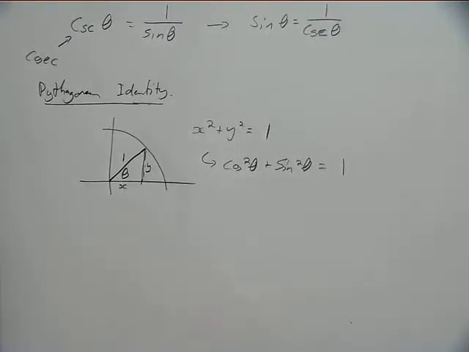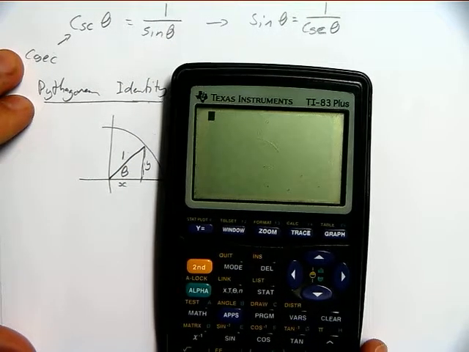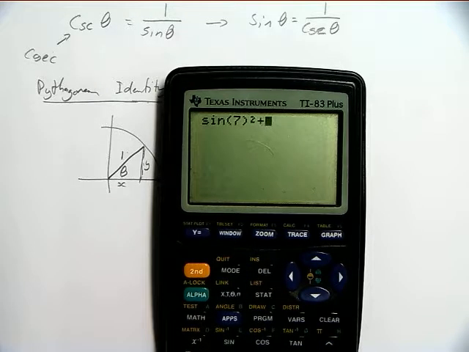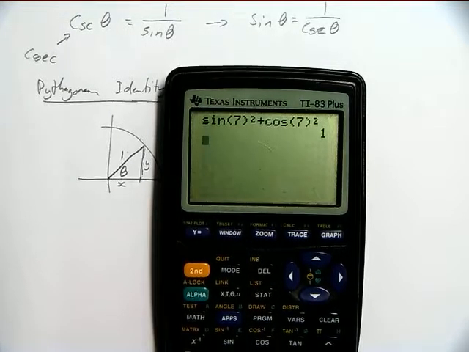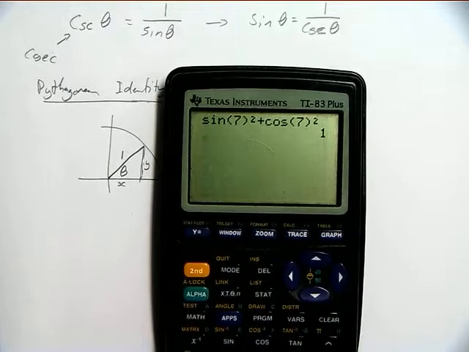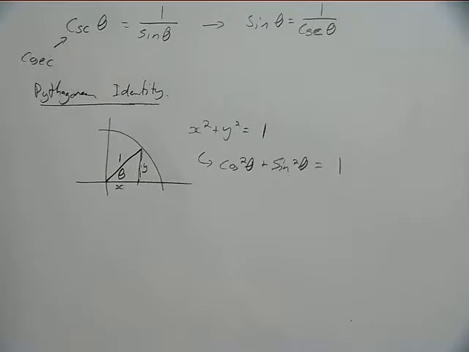And I can demonstrate this. Just quickly on here. So we have, someone pick a number, any number, 7. So if we go sine of 7 squared plus cos of 7 squared, anyone want to guess what it's going to be? 1. Okay? And as long as these values are the same, it's always going to be equal to 1 because of this identity.